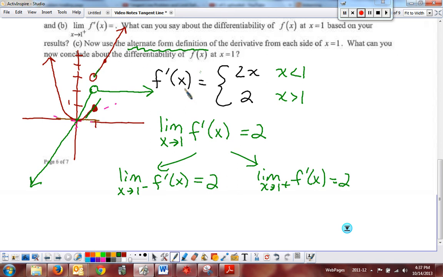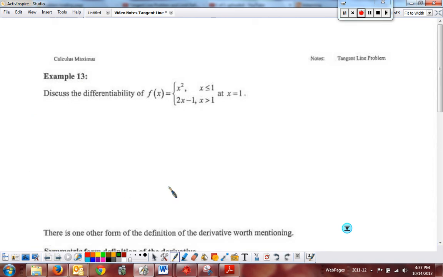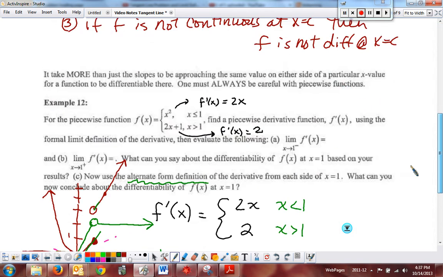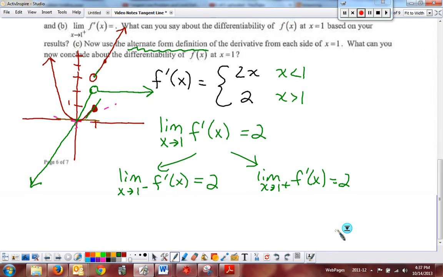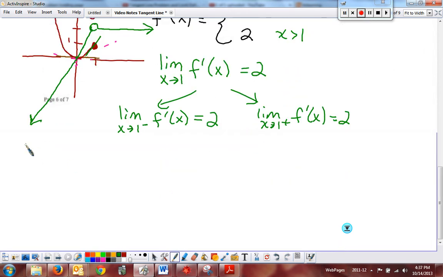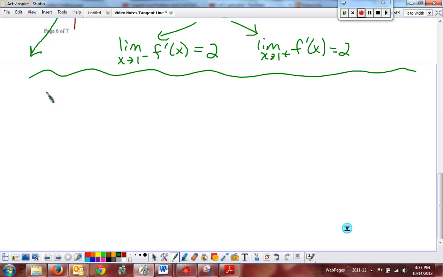What we want to do is use this alternate form, and I think I left you, is that the same function? X squared and 2x, oh, it's 2x plus 1, okay. So let's go ahead and do the second part here and do the alternate form. So if you wanted to see whether f prime of 1 exists, which is the question I'm asking, you do not look at the slopes before and after.